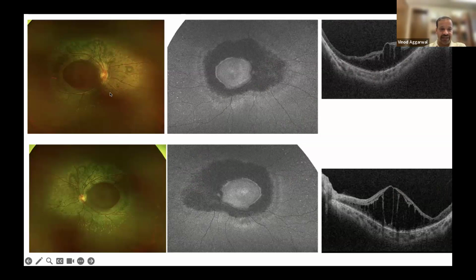Again, a relatively rare disease. Dr. Manes talked about it. If you see a chorioretinal atrophy which is limited to the posterior pole around the arcades, have a look at the OCT. If there is schisis, most probably you are dealing with a patient of NR2E3 related retinopathy.